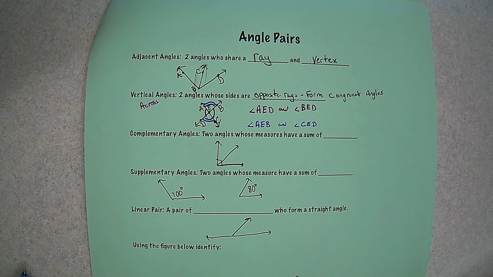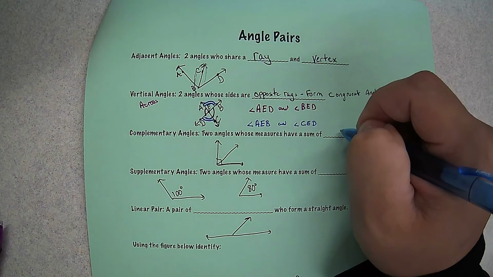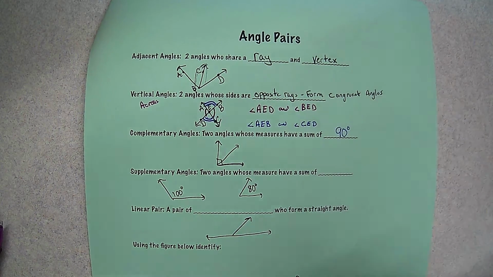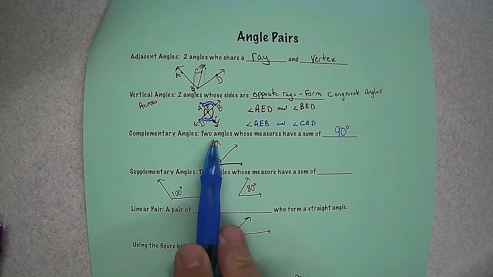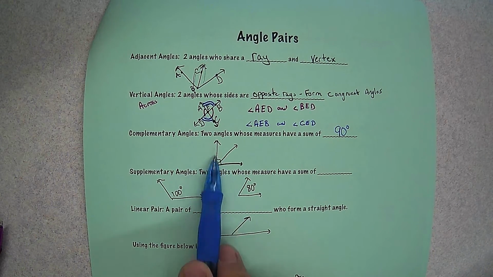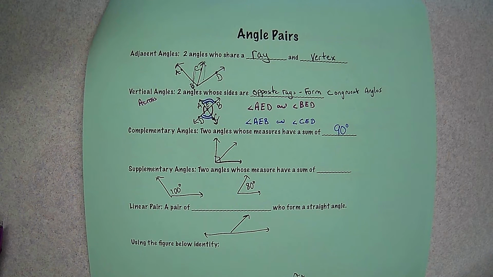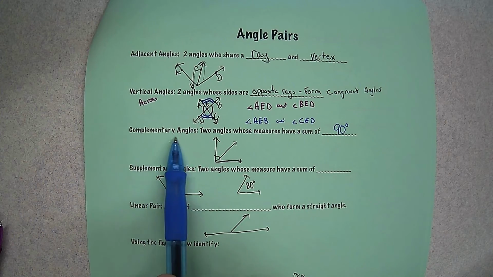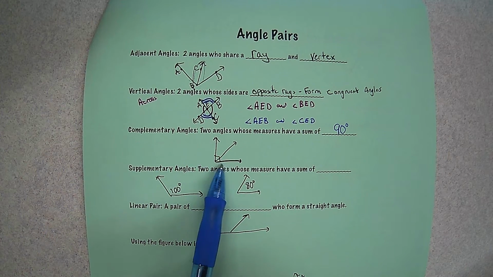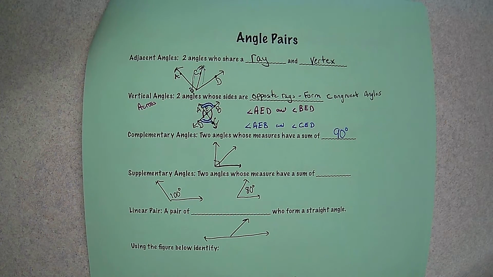Complementary angles are two angles whose measures have a sum of 90 degrees. So it's like a 90-degree angle, and it's divided down the middle by another ray, making two angles there. But complementary, meaning that they add up to 90. Or I could have two separate ones that add up to 90 as well. They're always going to form a right angle, though.